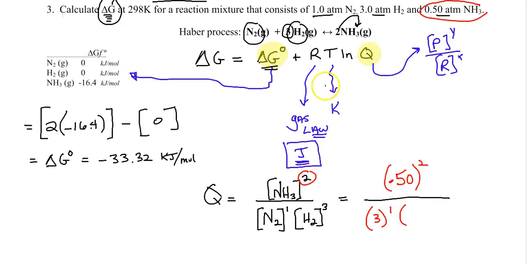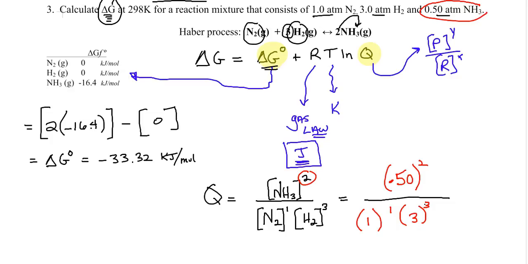Oh, I think I got that wrong there. N2 is to the first power, classic mistake. Okay, and we have for N2, 1 atmosphere, and that's to the first power there. And then for hydrogen, we have 3 atmospheres, and that's to the third power.